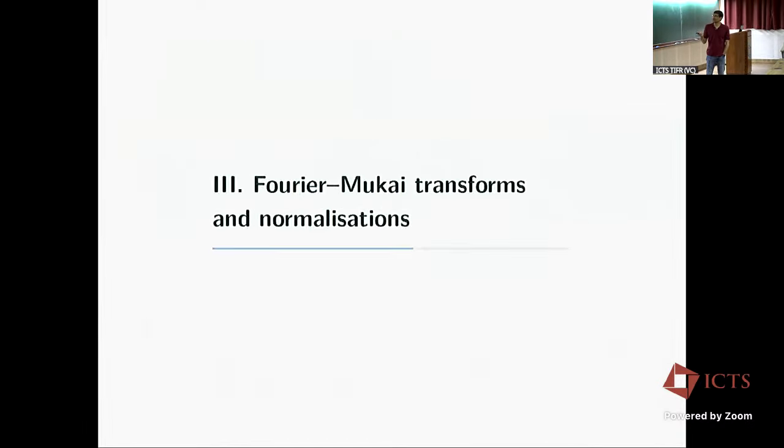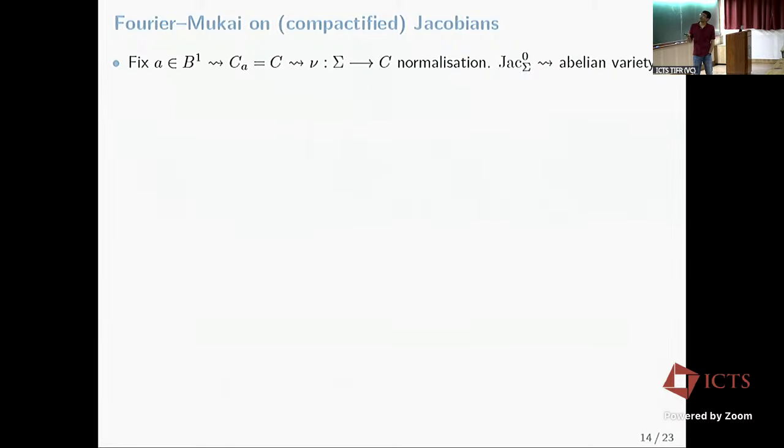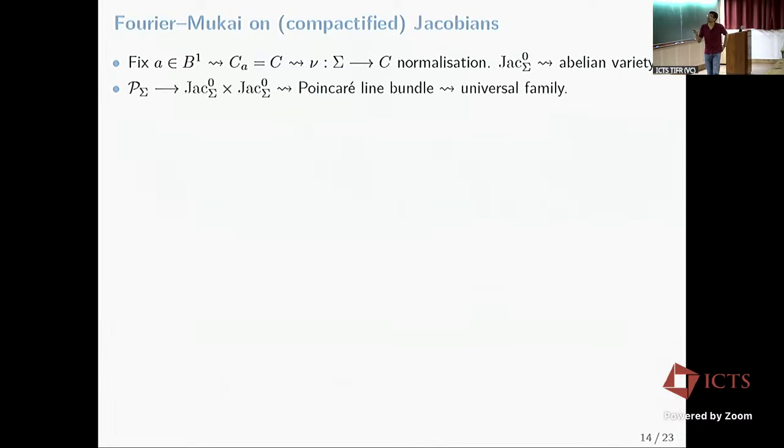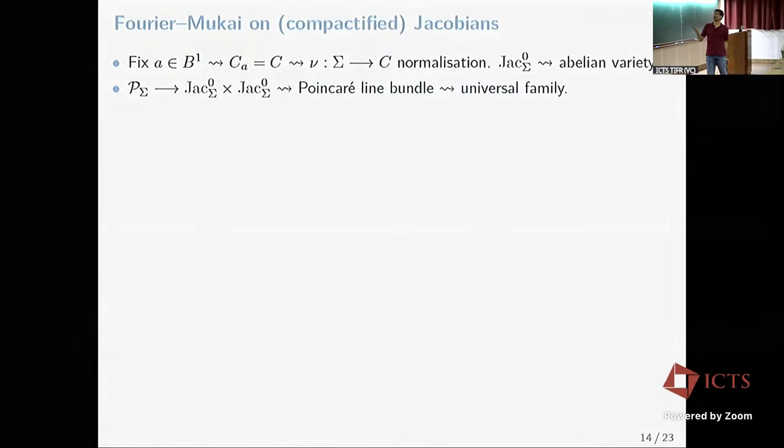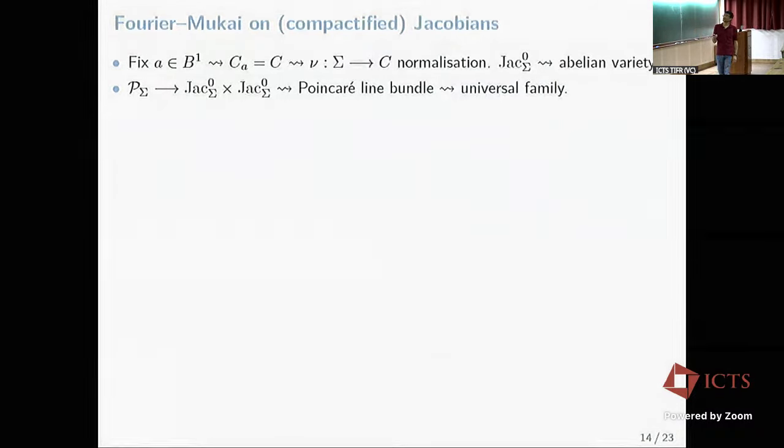All right, so let's go now to Fourier-Mukai transforms and normalizations. So here's again the same picture. Now I'm going to remove the A. This is all in some spectral curve. So on our normalization, this is a smooth curve. We have the Poincaré line bundle on the Jacobian. This is a universal family of line bundles over the Jacobian.